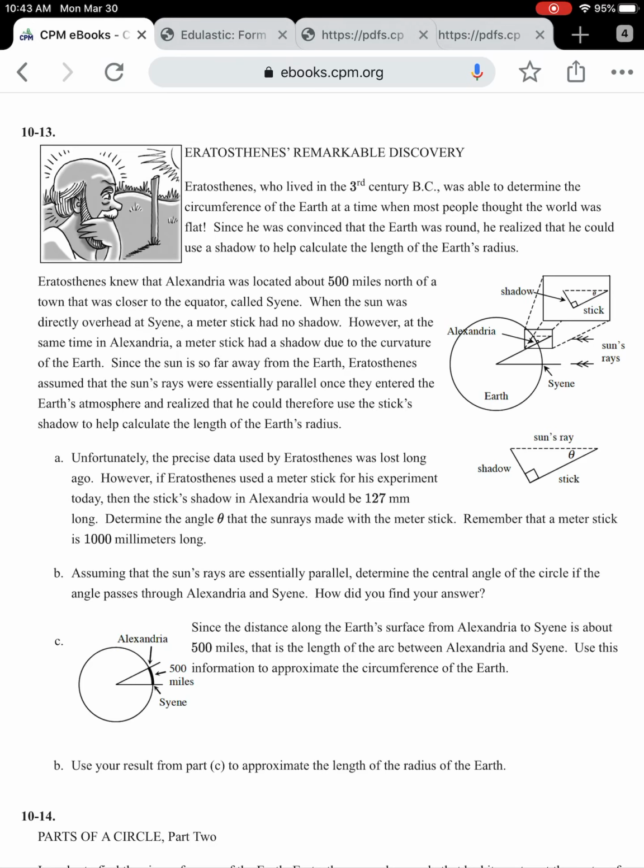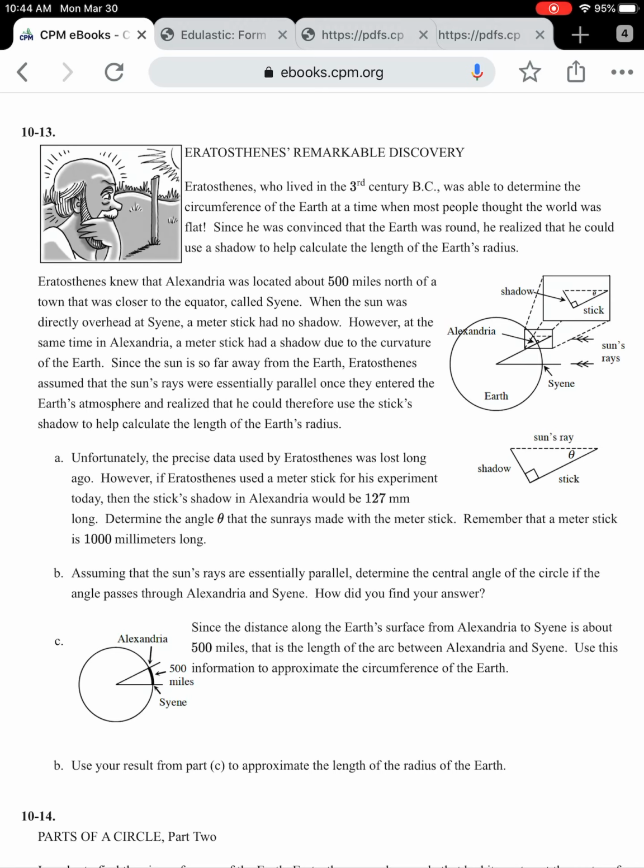We can consider the sun's rays coming in to be parallel because of the distance the sun is from the earth. And then using that meter stick that they describe in part A, we know that we have a triangle created at Alexandria from the shadow that comes in. So we have a stick that is 1,000 millimeters long. We have a shadow that's 127 millimeters. And we're trying to find theta, which is the angle you can see drawn in the diagram of the triangle. So it's the angle opposite the shadow and adjacent to the stick.